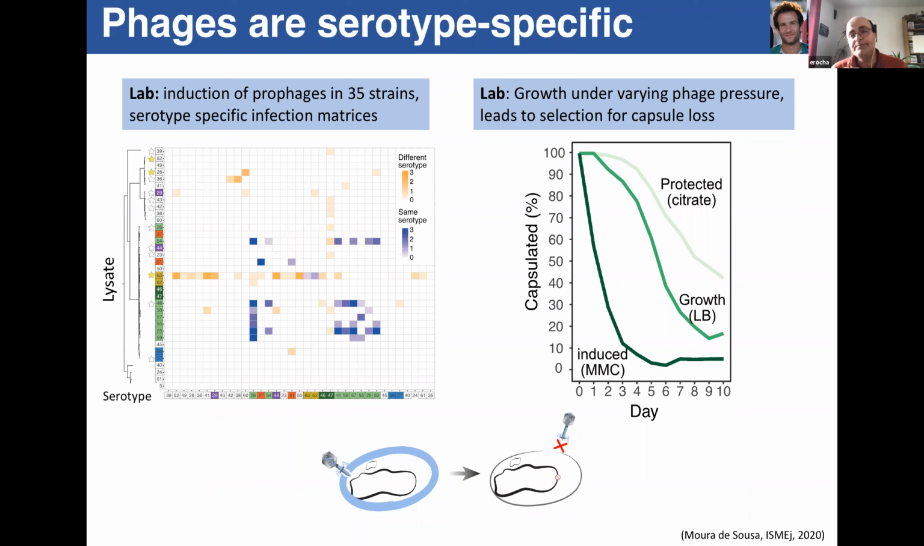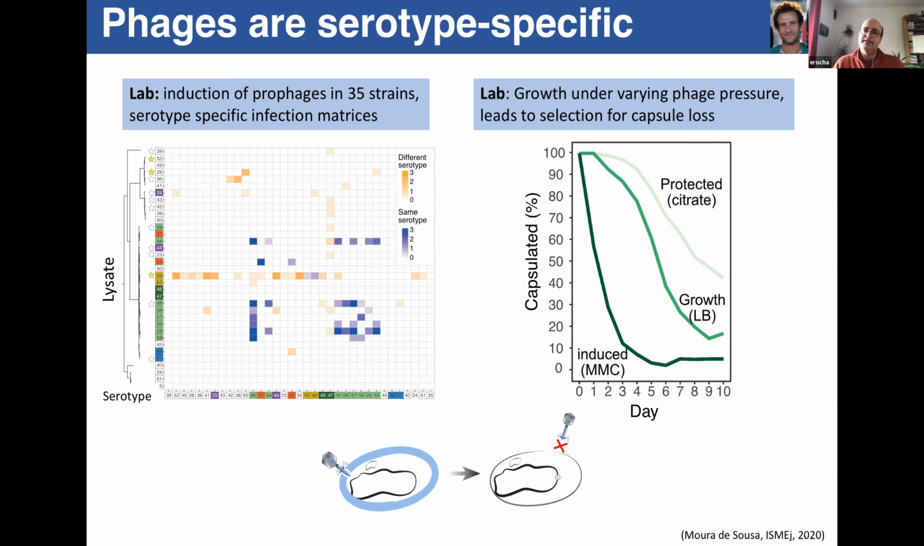Now, when we do the same experiment but add mitomycin C, we induce prophages, and therefore we create a strong selective pressure of the phages onto the bacteria. What you observe is that at day 2 or 3, very, very few bacteria remain in the population with a capsule. As a control, if you add citrate, which is known to inhibit phage infection, you see the other way around. That is, the capsule is lost more slowly than under simple growth in LB.